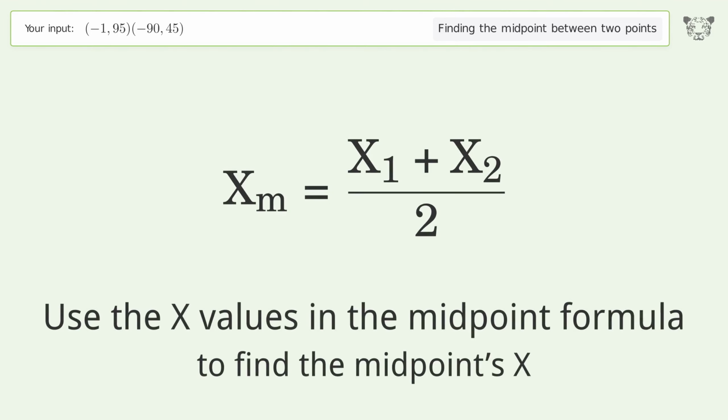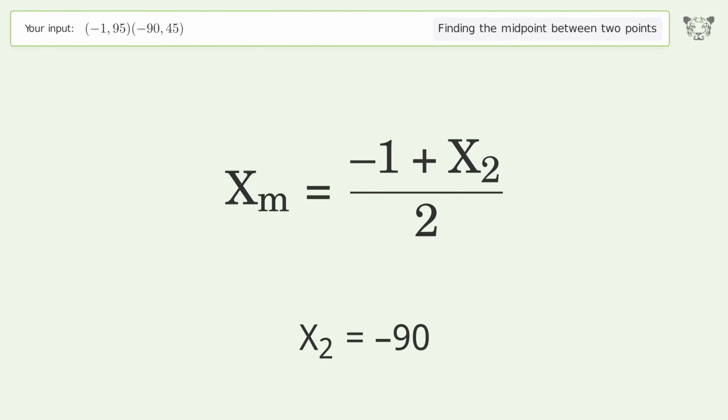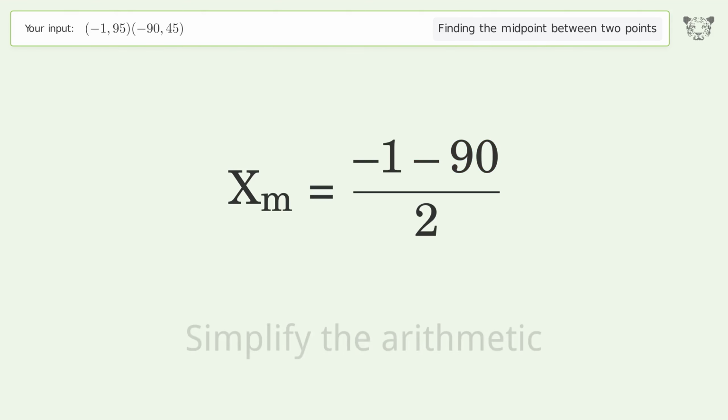Use the x values in the midpoint formula to find the midpoint's x. x1 equals -1. x2 equals -90. Simplify the arithmetic.